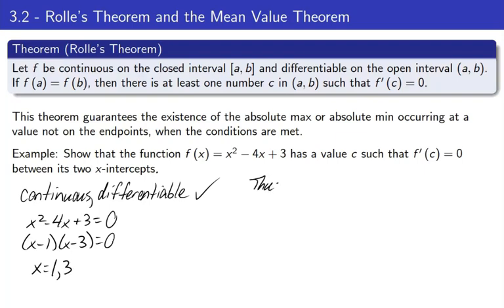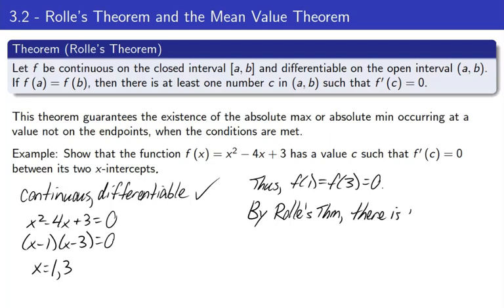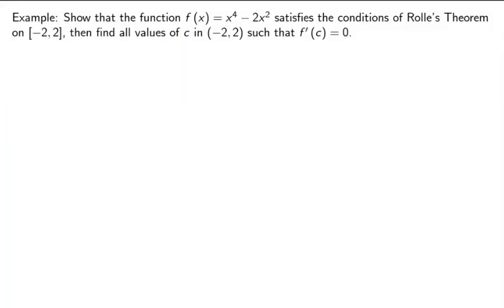So thus, f of 1 equals f of 3. They both equal 0. By Rolle's theorem, we get there is a c between 1 and 3 such that f prime of c equals 0. So that's the statement of Rolle's theorem. Simple enough. Let's continue. Next example with Rolle's theorem.